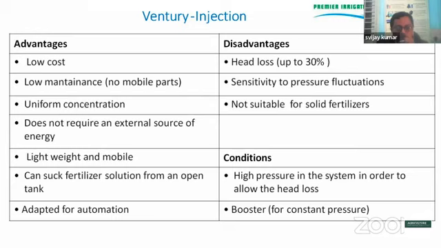It is very lightweight. It can be dismantled, kept, and used whenever required. It can suck the fertilizer solution from an open tank, and it is very conveniently adopted for automation. Irrigation automation systems can also adopt it.